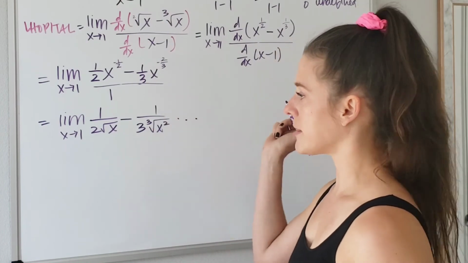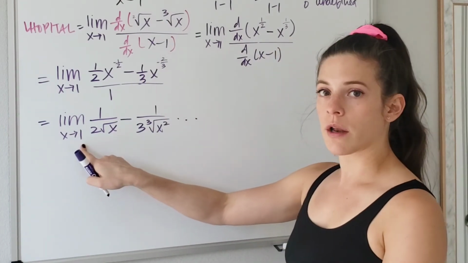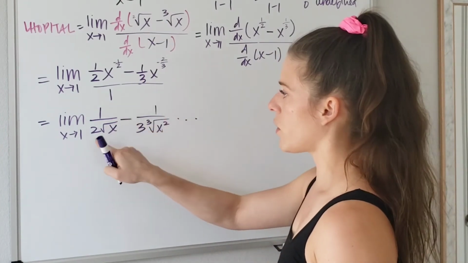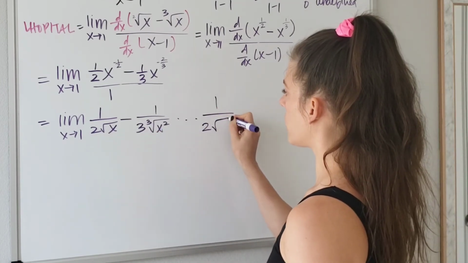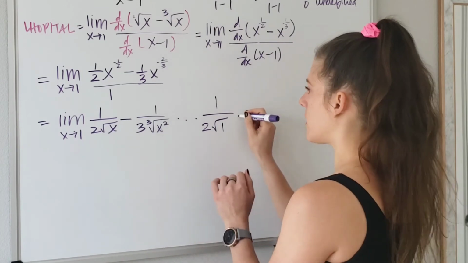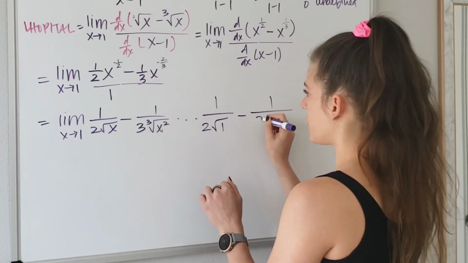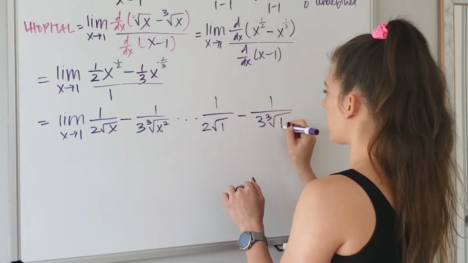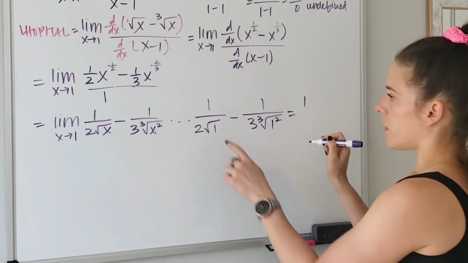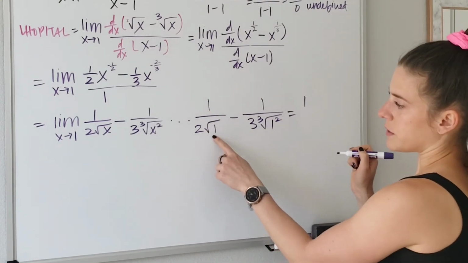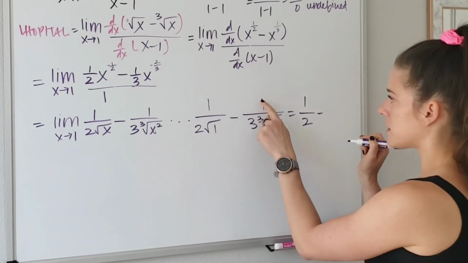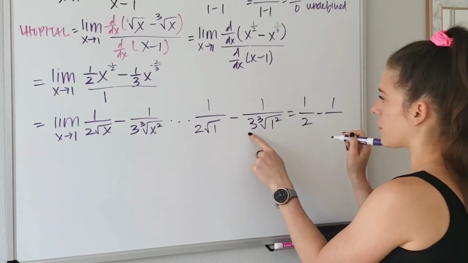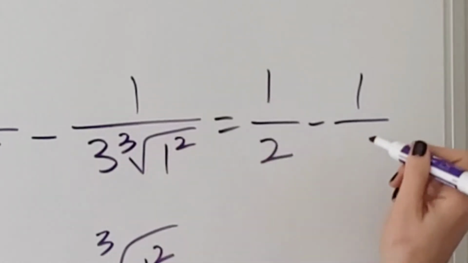Let's evaluate this limit, plugging in 1 wherever we see x. So 1 over 2 times root of 1, since we're plugging in 1 for x, minus 1 over 3 times the cube root of 1 squared. Well, that's just going to equal 1 over 2 times the square root of 1, which is 1, so 2 times 1 is just 2, minus 1 over 3 times 1, which is 3.